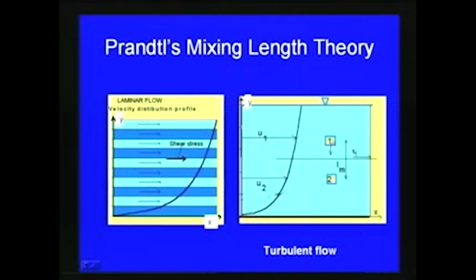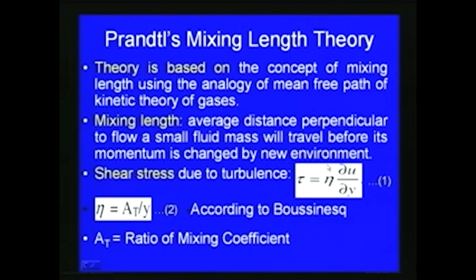This is clear from this figure. If you consider a small mass here, and it jumps to another location, say 2, the momentum is changed in this process. This length Prandtl defined as the mixing length, and he proposed the mixing length hypothesis, which is one of the fundamental developments in the area of turbulence.